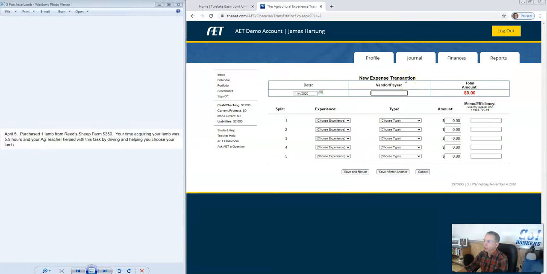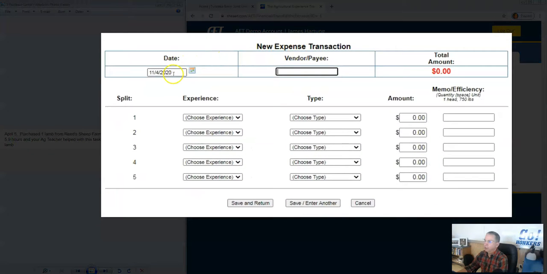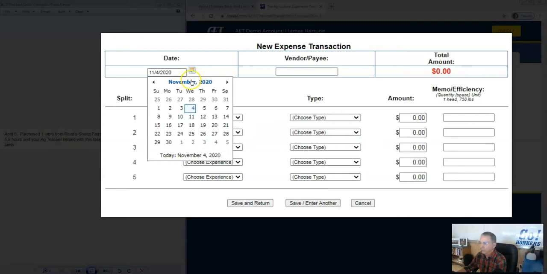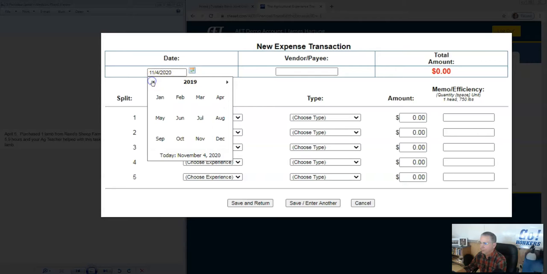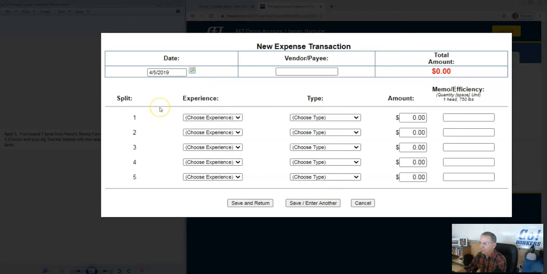New expense, transaction, date. April 5th. This is 2019. It doesn't indicate that here. Looks like a bit of a typo, but it is April 5th, 2019. Vendor. And once again, vendor is the business or the person from whom we purchased a product or an animal. Reed's Sheep Farm.